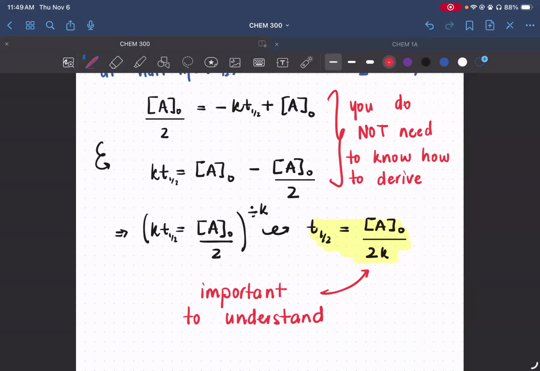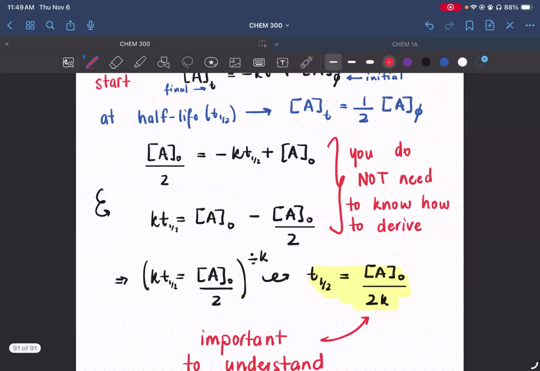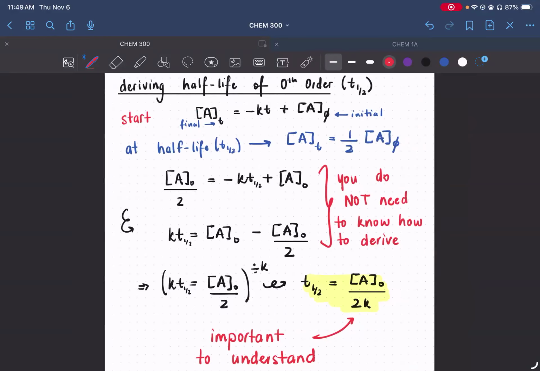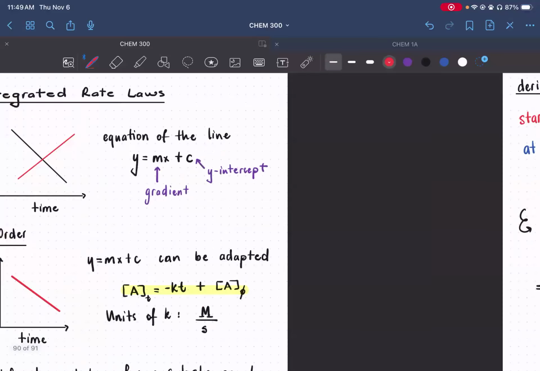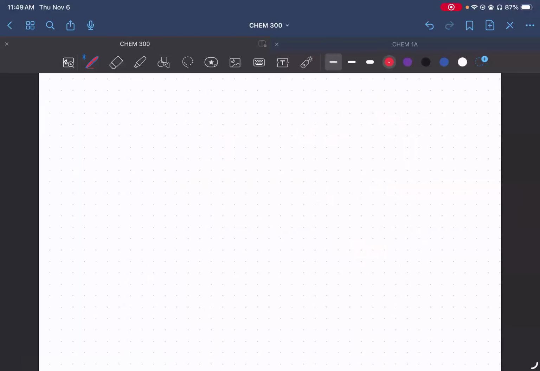As a formula, it will be provided to you as part of the reference sheet, so you don't need to memorize it either. But we went through the derivation, so you know and understand where this comes from. It's because we plugged in our assumption. That's for 0th order. Next up, 1st order.